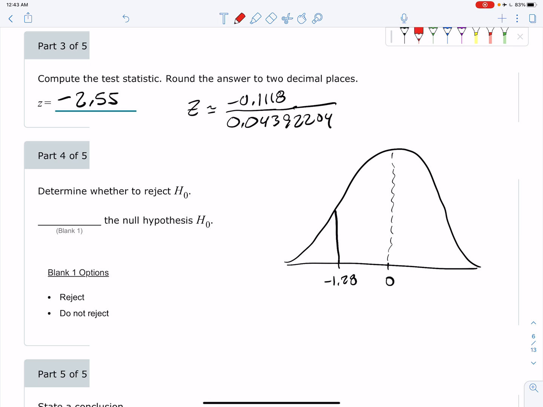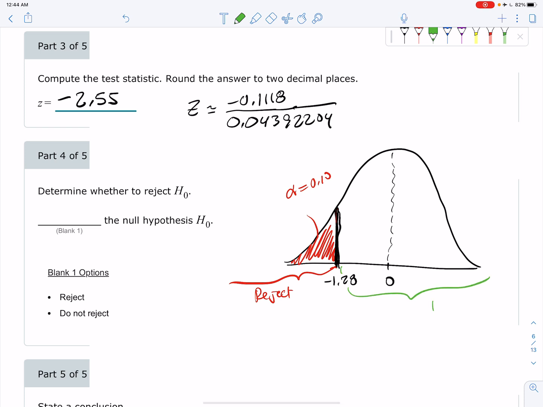So, negative 1.28. Remember that negative 1.28 was determined. How did we get that? We looked it up, and it was determined because of this alpha level, right? So now, if we end up in the red region, we must reject. If we end up in this green region, we do not reject.